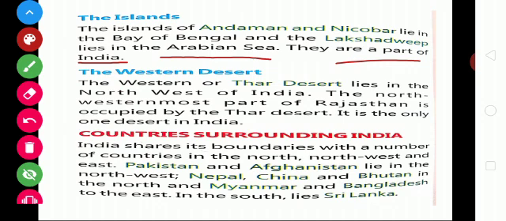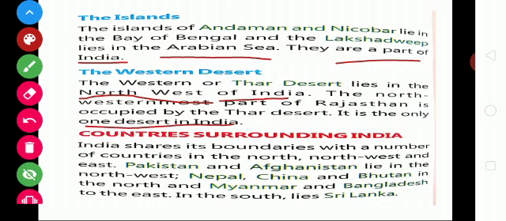And then the Western Desert. The Western Desert or Thar Desert lies in the northwest of India. Underline it, northwest of India. The northwesternmost part of Rajasthan is occupied by the Thar Desert, and it is the only desert in India. Thar Desert is the only one desert in India.